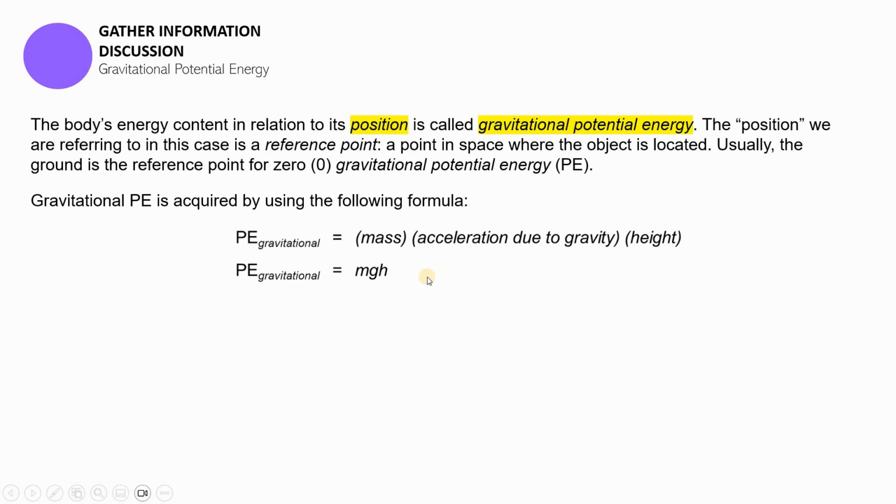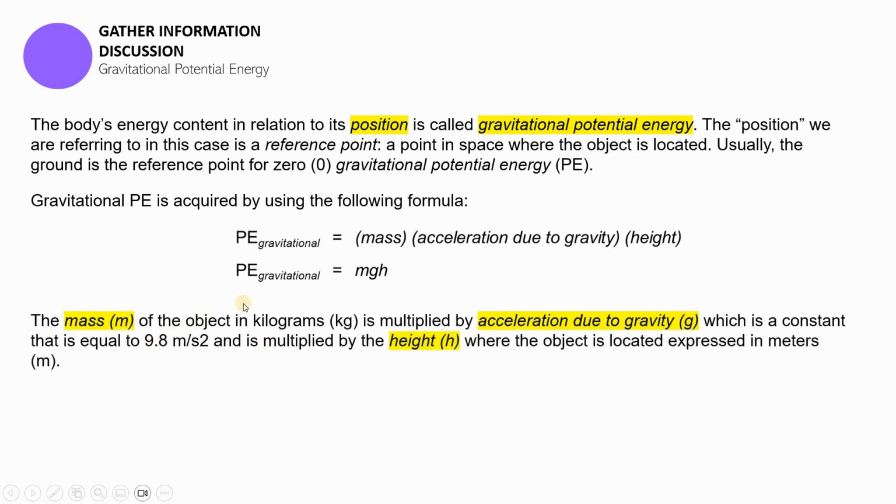And we use the following formula. The gravitational potential energy, or PE gravitational, or we can also use PEG, is equal to the mass multiplied by the acceleration due to gravity multiplied by height. Mass is symbolized by m, the usual symbol for mass. Acceleration due to gravity, which is 9.8 meters per second squared, as you may already know since our projectile motion days, is symbolized by g, lowercase, like mass. And then height is symbolized by lowercase h.